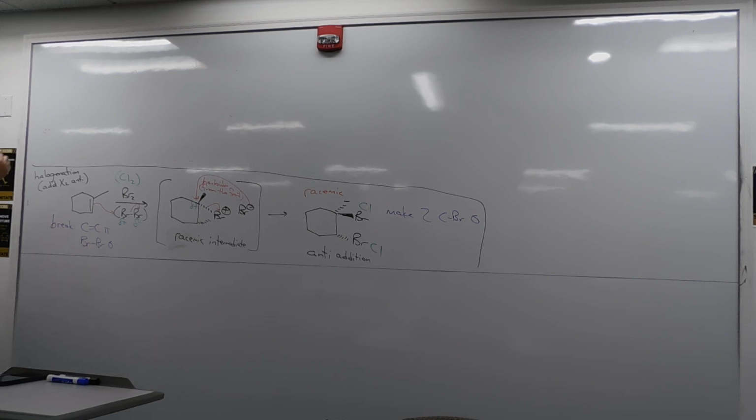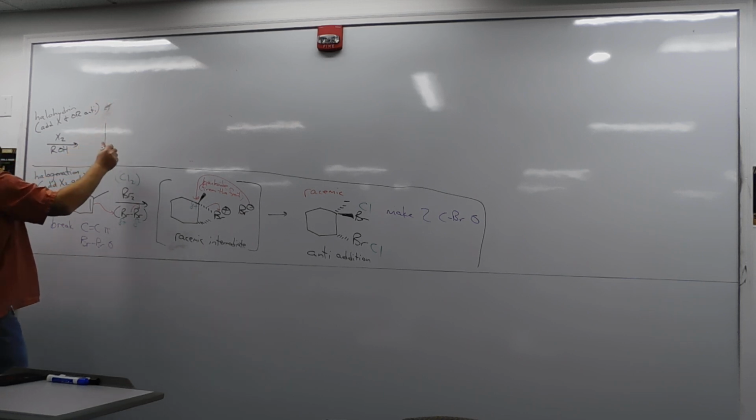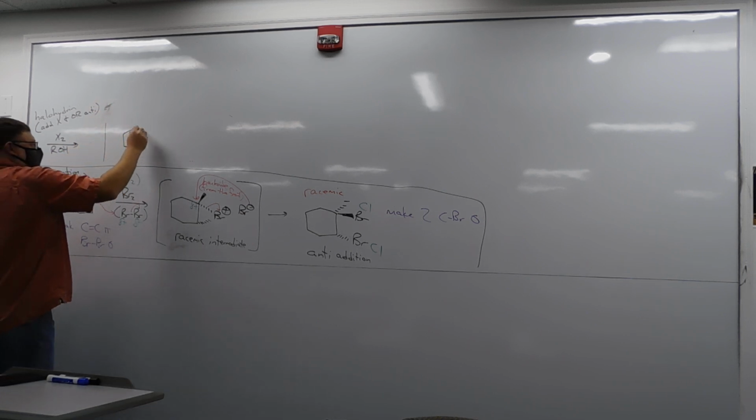All right. The next reaction is called the halohydrin. This is going to add X2 and either water or an alcohol. So one thing that adds is X, and one thing that adds is OR. Let me put up an example. We'll just stick with our methyl cyclohexene.